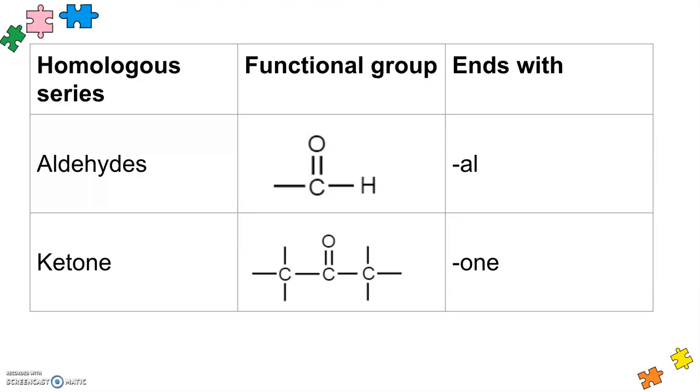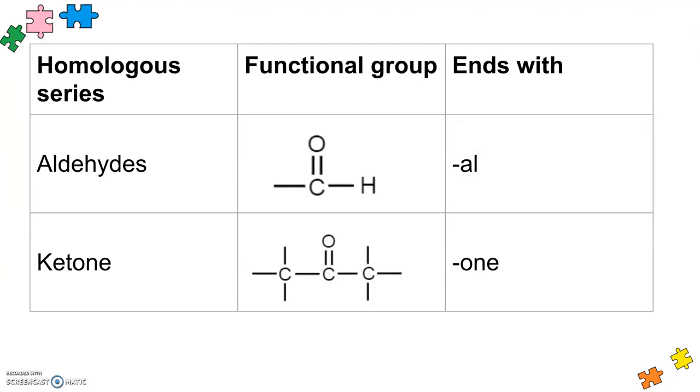In this video, we continue with the homology series, and we are going to look at the aldehydes as well as the ketones. So how do we recognize them? With the aldehydes, at the end of a carbon chain, you will always find a double bond O and an H connected to the carbon. The aldehydes end in -al. Examples of this include methanal, ethanal, pentanal, and so on.